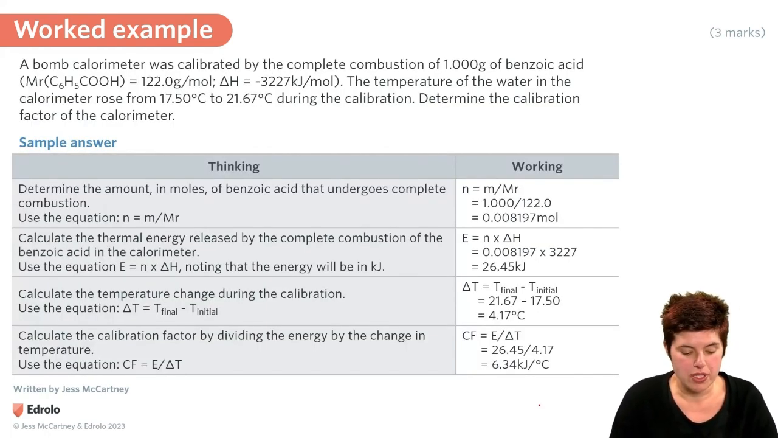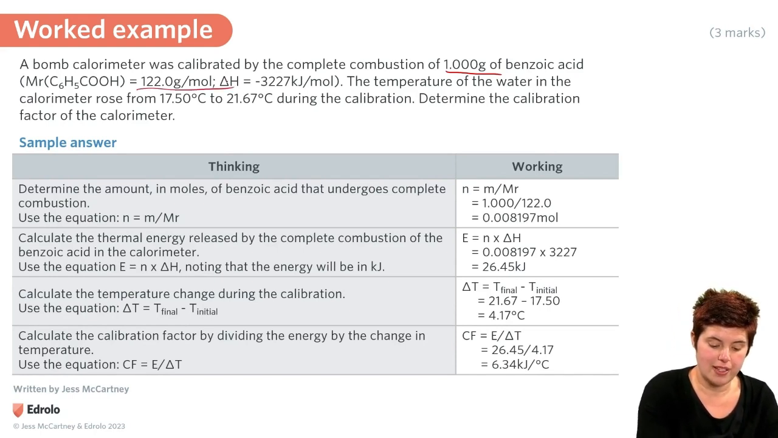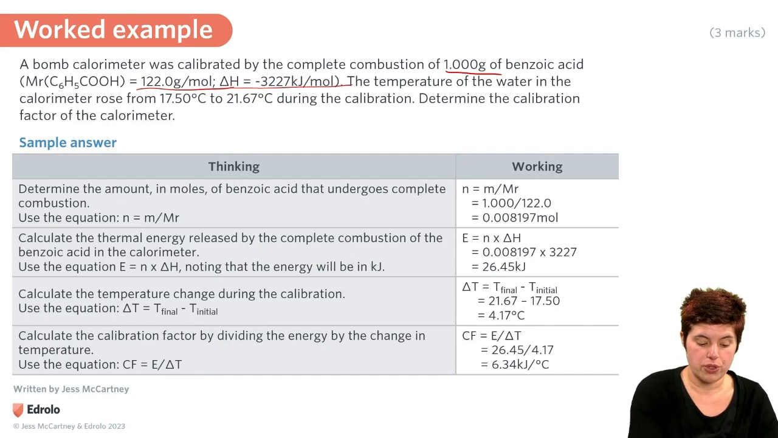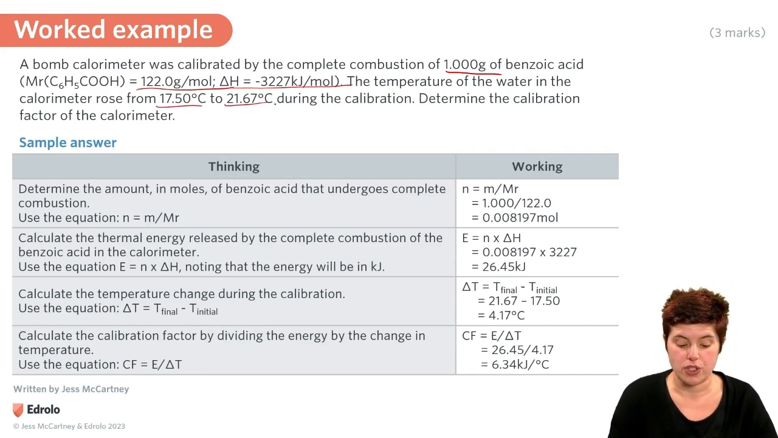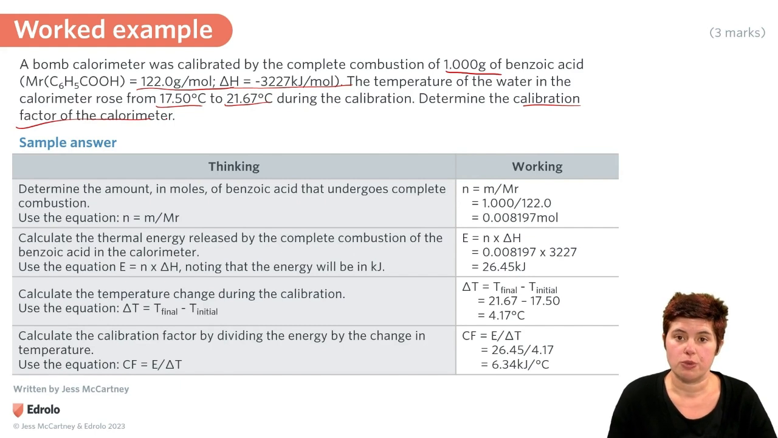A bomb calorimeter was calibrated by a complete combustion of 1.00 grams of benzoic acid. And we've been given some information for benzoic acid. So we've been given the molar mass and we've also been given the enthalpy of benzoic acid. The temperature of the water in the calorimeter rose from 17.50 to 21.67 during calibration. Determine the calibration factor.